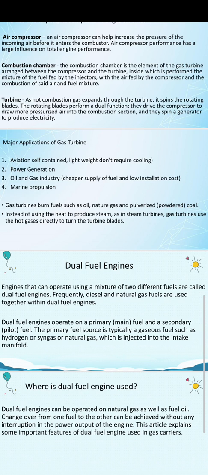A dual fuel engine is an engine that can run on both gaseous and liquid fuels. Commonly, diesel and natural gas are used as fuels. The dual fuel engine working principle is that it operates on the primary fuel, which is the main fuel, followed by the secondary fuel, which is the pilot fuel. The primary fuel source is typically a gaseous fuel such as hydrogen or natural gas, and the secondary fuel is typically a liquid fuel like diesel or petrol.